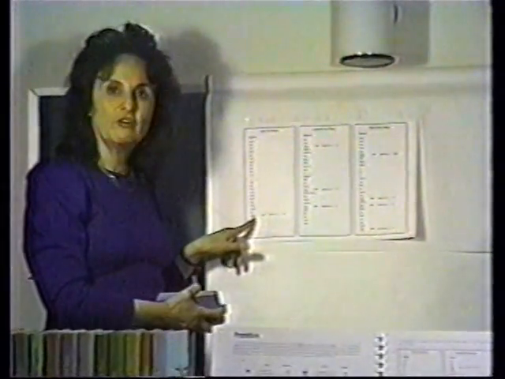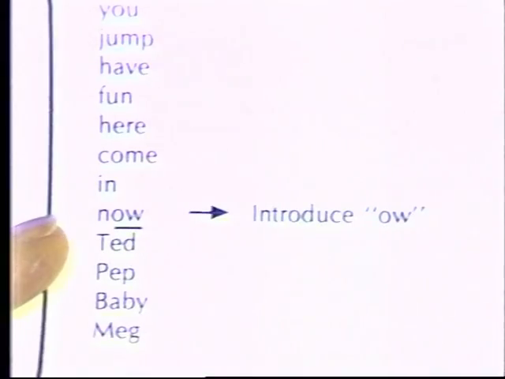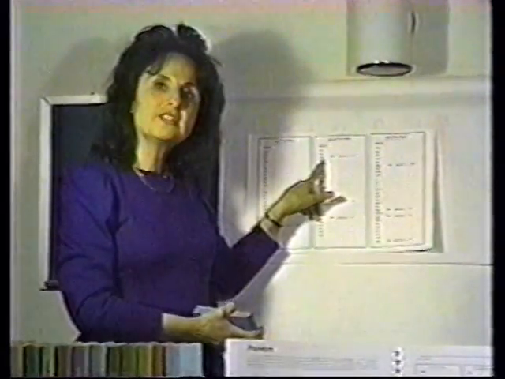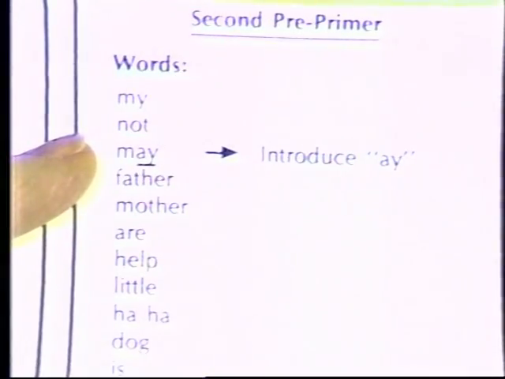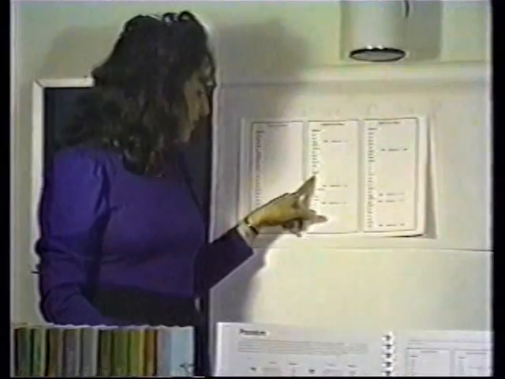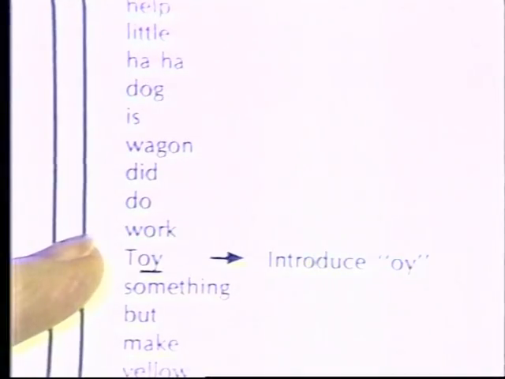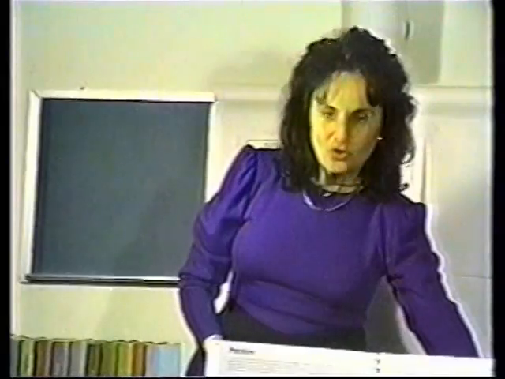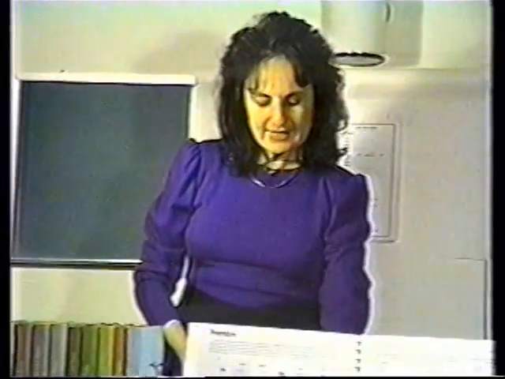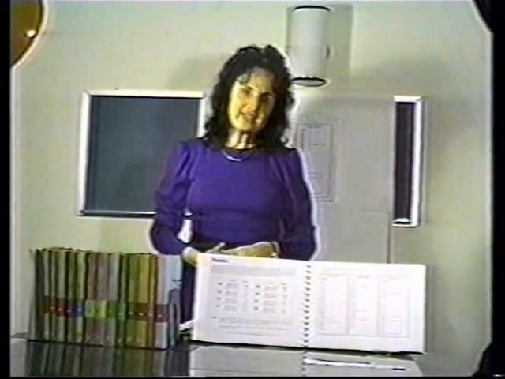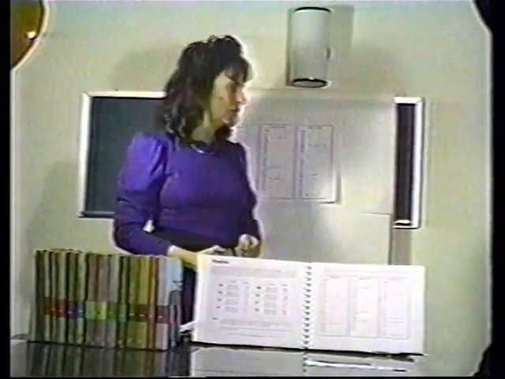For example, when you look down here and see that the word now is going to be introduced, a few days beforehand, introduce the family ow. When you see that the word may is going to be introduced, a few days beforehand, introduce the ay family. You see that the word toy is going to be introduced, a few days beforehand, introduce the oi family. When you're ready to introduce a word that has a sight family in it, you're going to introduce it with the following technique instead of with what's the clue.